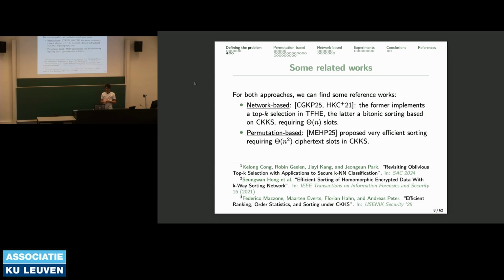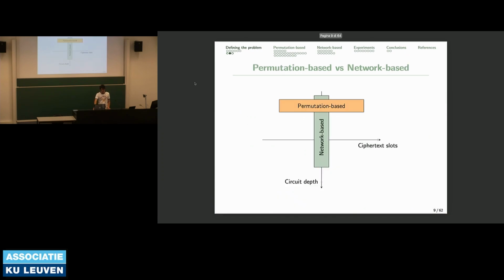While on the other hand, we have the permutation-based approach, and we have a single example, which is a very recent work where they propose this permutation-based sorting, and it requires n square slots to be able to compute them efficiently. So yeah, to summarize these two approaches, we have permutation-based, which is a shallow circuit, but it requires many slots. And on the other hand, we have the network-based approach, which is a deep circuit, but it requires just n slots.